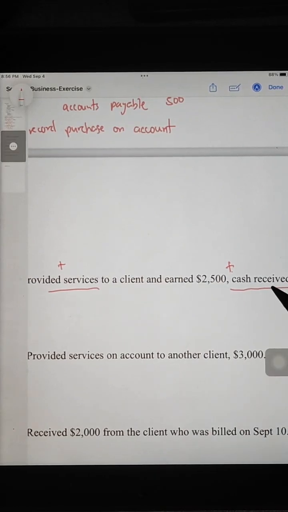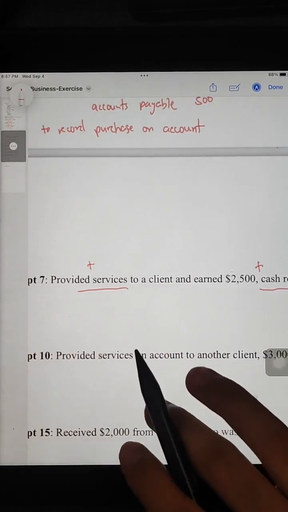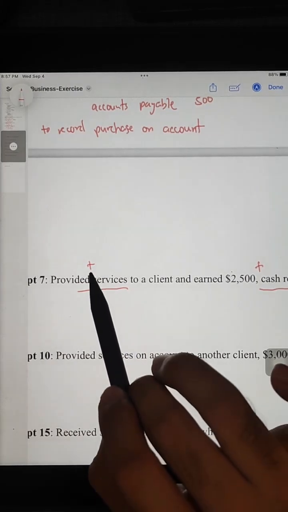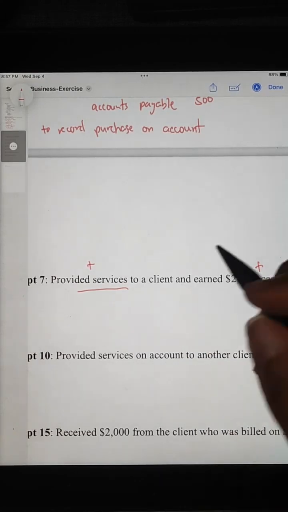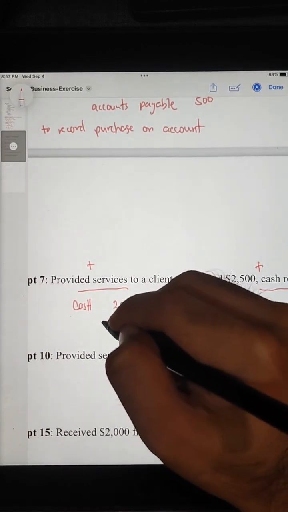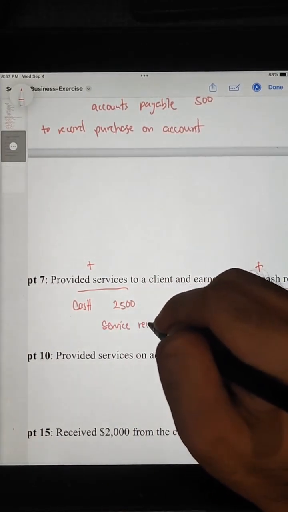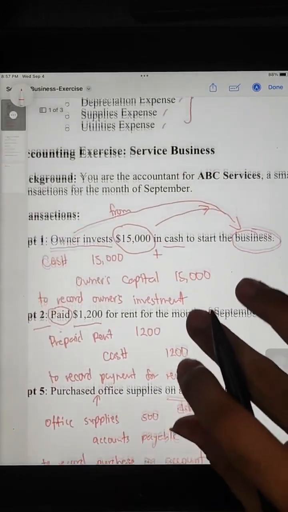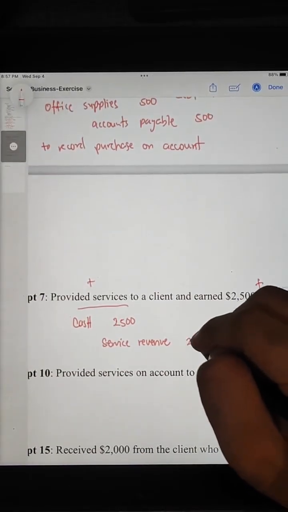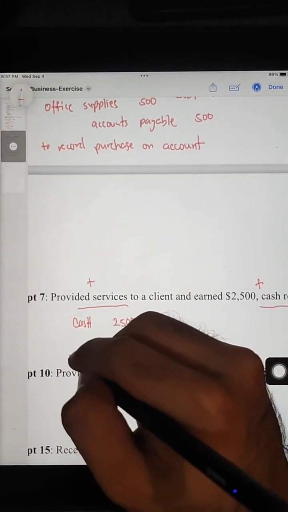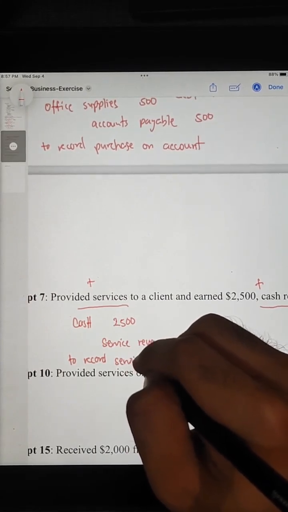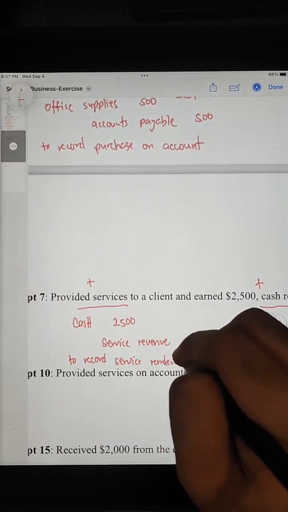Cash is an asset, and once increased, it demands a debit. And then on the other hand, service revenue is a revenue account, and since nadagdagan siya, it demands a credit. Therefore, the entry to record this one is cash 2,500 and then service revenue. Let's double check our chart of accounts if it is service revenue. Yes. Kasi minsan service income. So you have to double check your chart of accounts to record service rendered. Service rendered for cash.